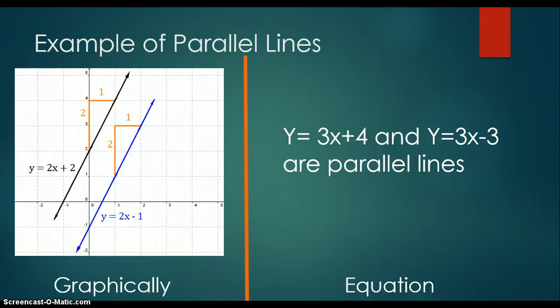Example of parallel lines. Well, graphically we can see that they have the same slope because both rise-run triangles have a rise of 2 and a run of 1. And in the equation, y equals 3x plus 4 and y equals 3x minus 3 have the same slope, which is 3, and different y-intercepts.